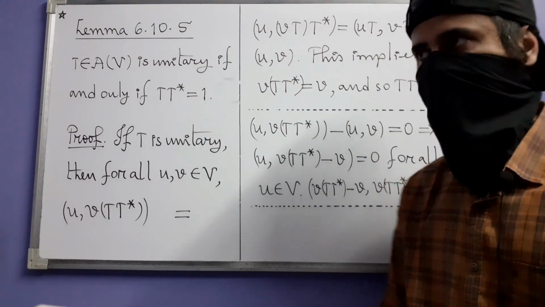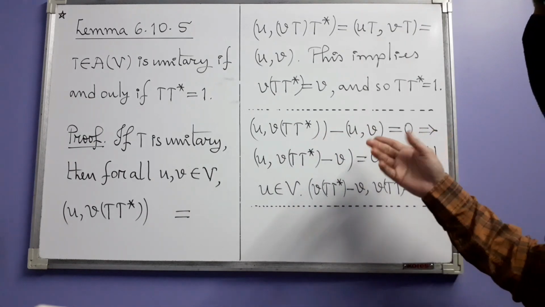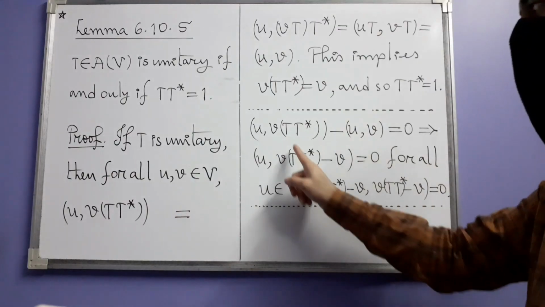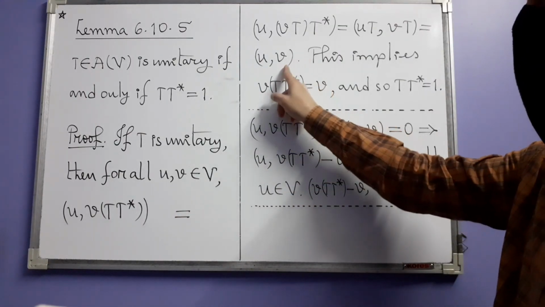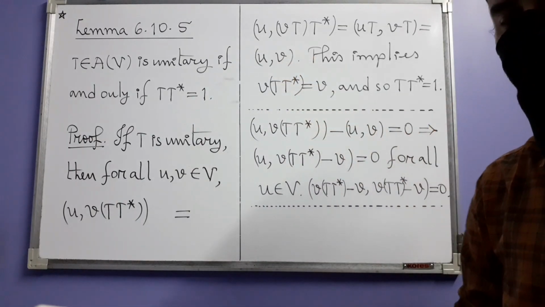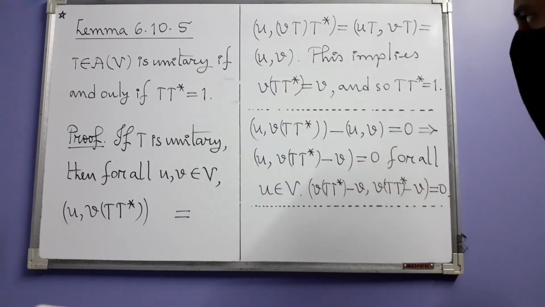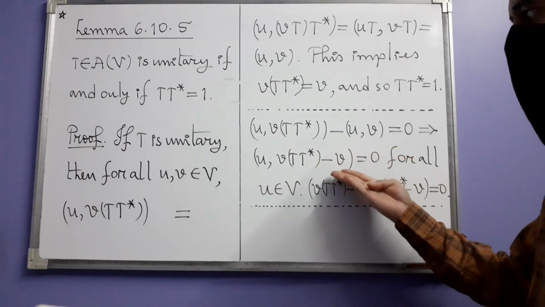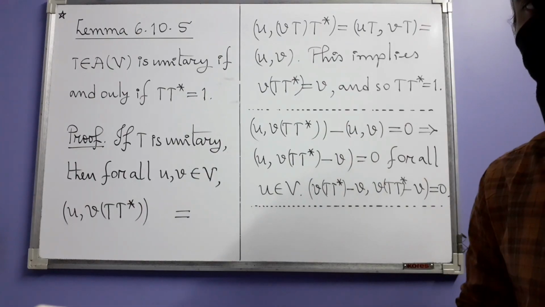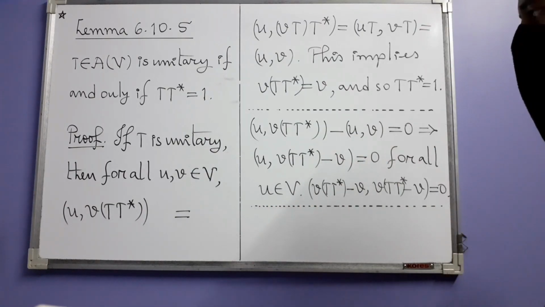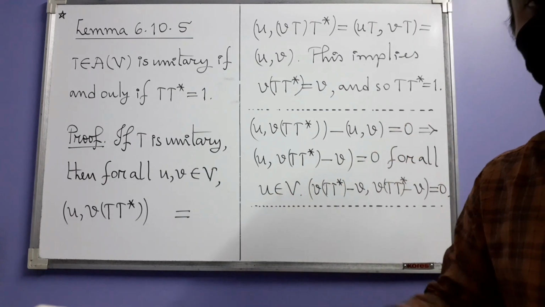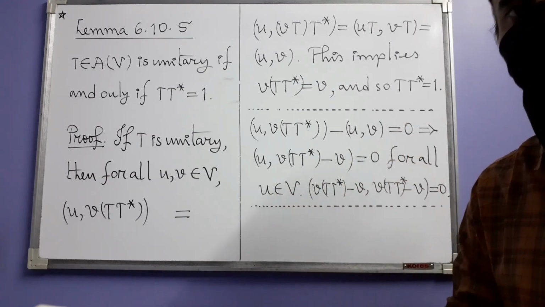To understand how, you see this. So in this part we have shown that the inner product of u and vTT star is equal to the inner product of u and v. So that means this minus this is equal to 0. And then using linearity, the left hand side becomes this, the inner product of u and vTT star minus v, that is equal to 0. But note also that this is 0 for all u belonging to V. For any vector u in V, this is 0.